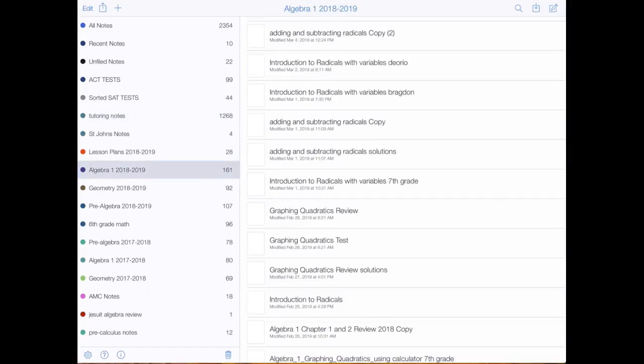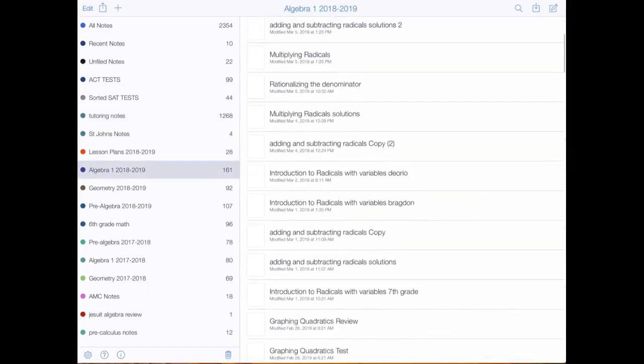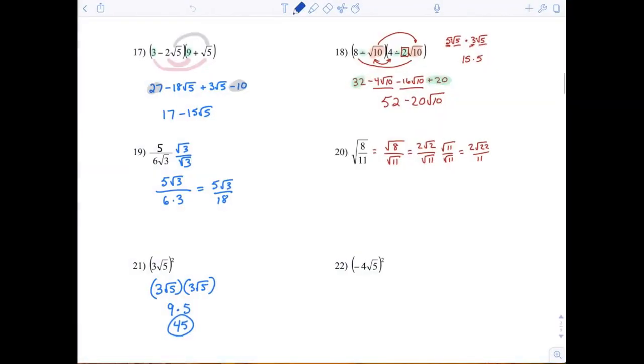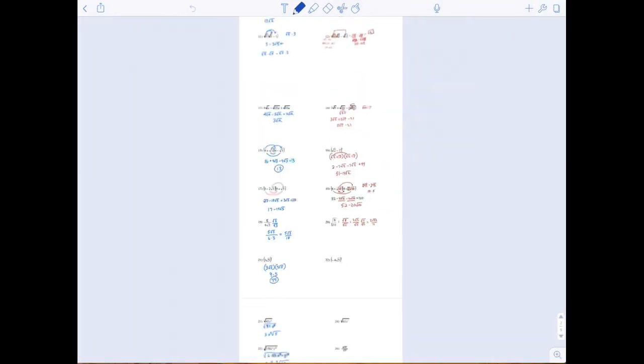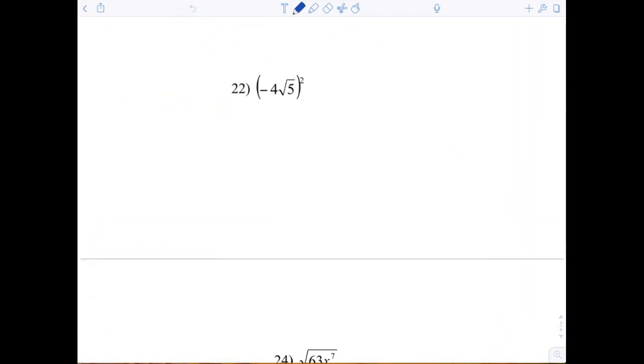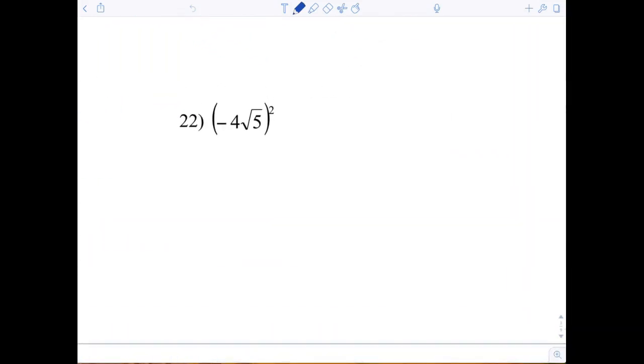So here we go. All right, here we go. So again, I kind of worked through some of the odds. How far down did we get, guys? We got to 22. Okay, so here we go. All right, we're going to continue with this.